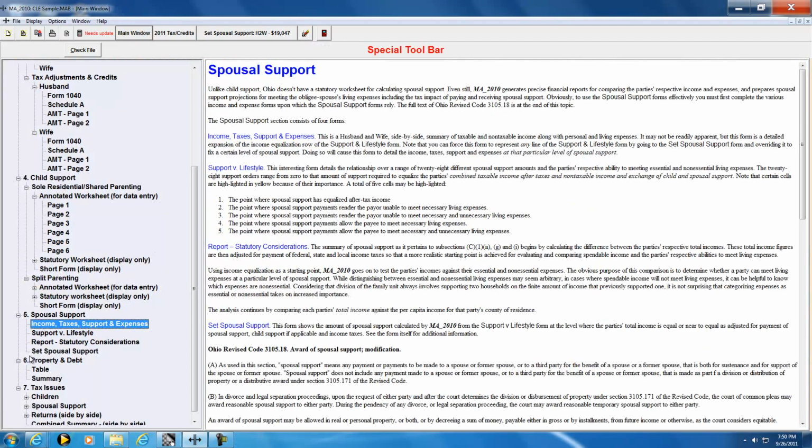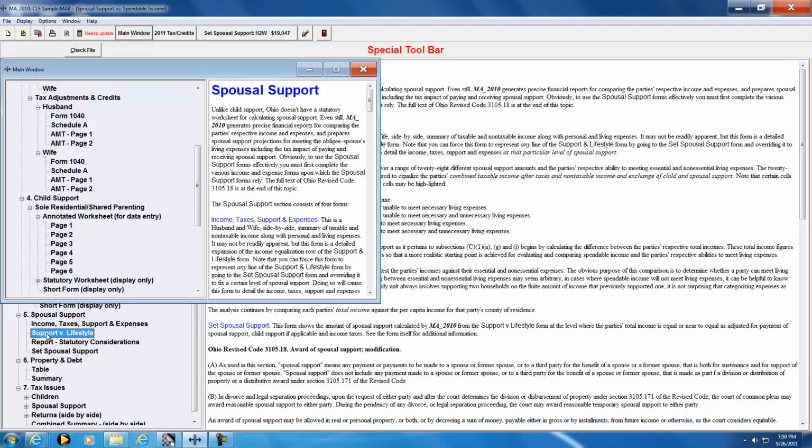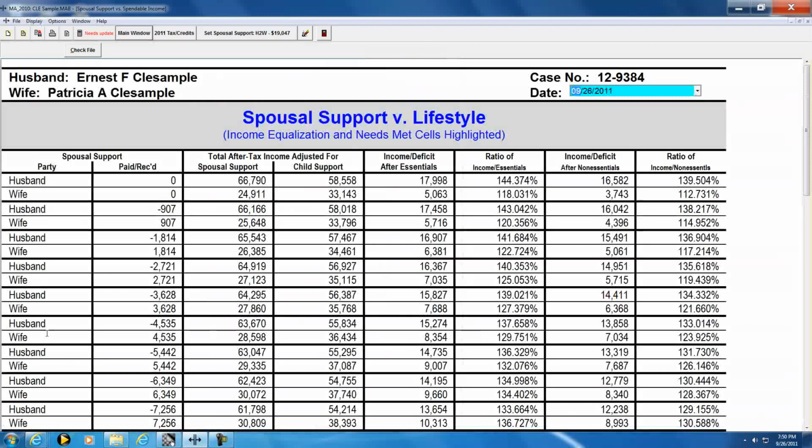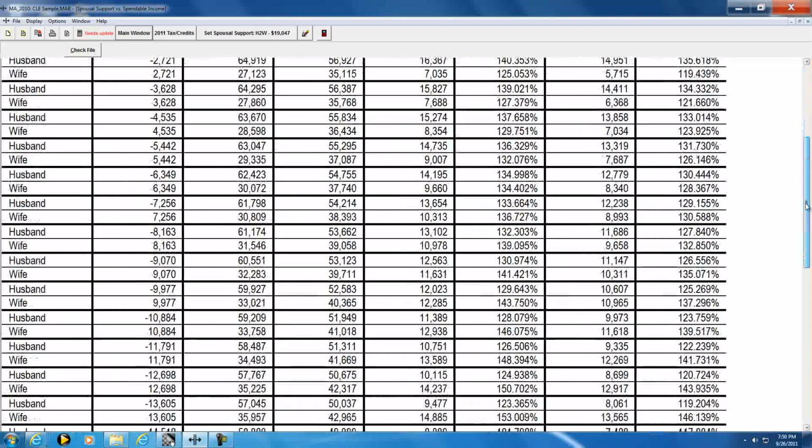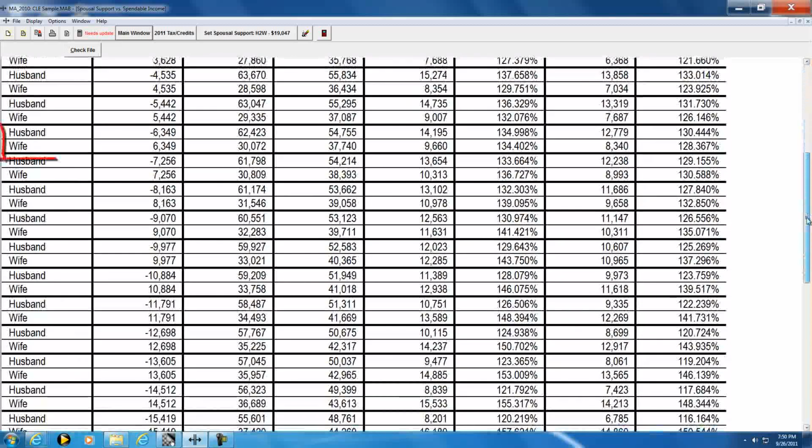and I'm going to click on the Support versus Lifestyle report. When you first look at this report, you're likely to recoil and wonder, hey, what the heck is this? It may look like a mind-boggling form, but once you understand how it's made up, it becomes a lot easier to make sense of the information that it presents. The key to understanding this form is to think of it as a summary of 28 different ITSE forms on one sheet of paper. Each husband-wife division line represents a summary of one ITSE form at a particular level of spousal support.